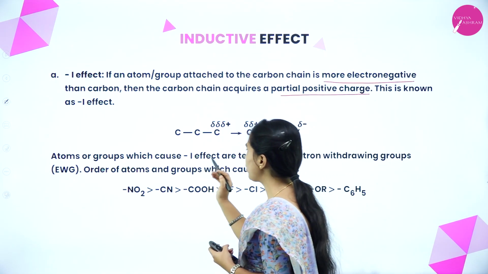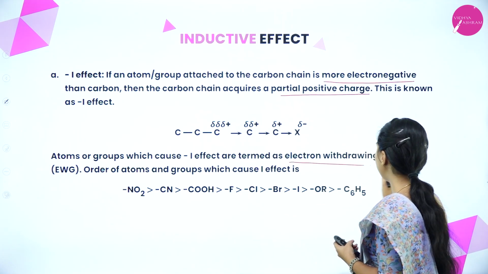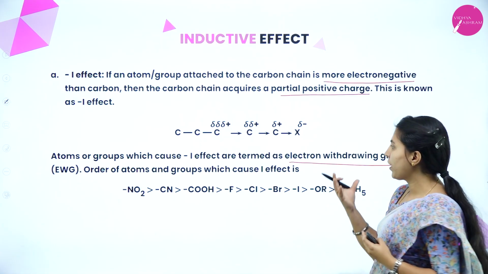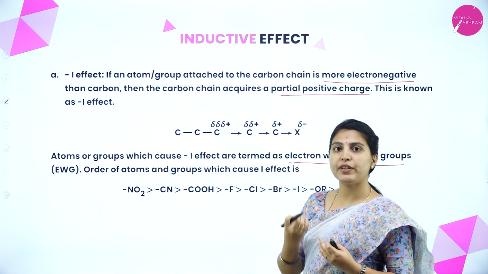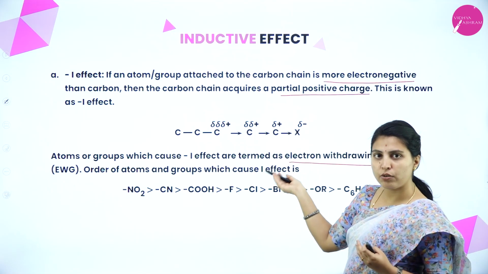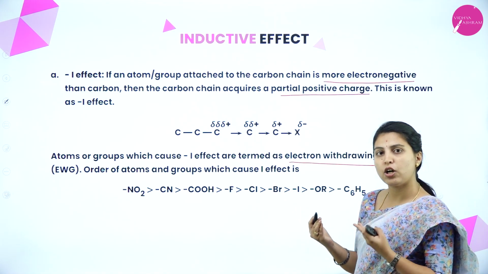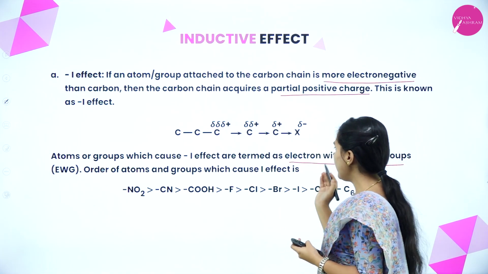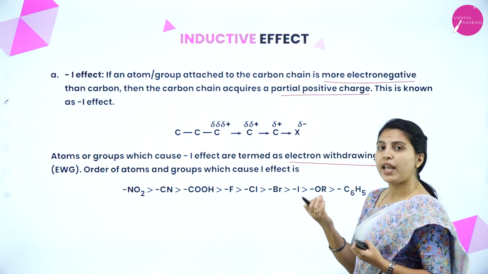Atoms or groups which cause minus I effect are termed as electron withdrawing groups, that is EWG. What is minus I effect? The atom which is attached to the carbon and is more electronegative than the carbon will cause minus I effect. So, it will be termed as electron withdrawing group. It withdraws the electron.